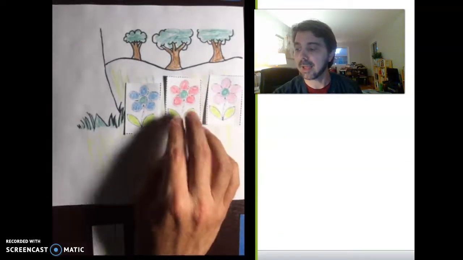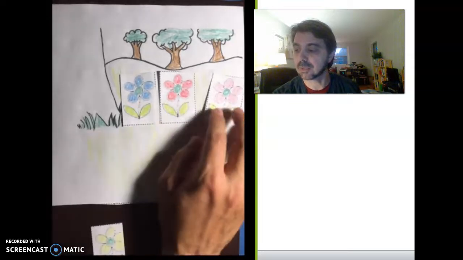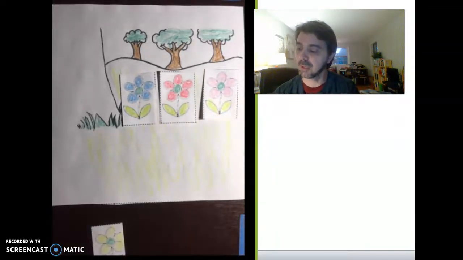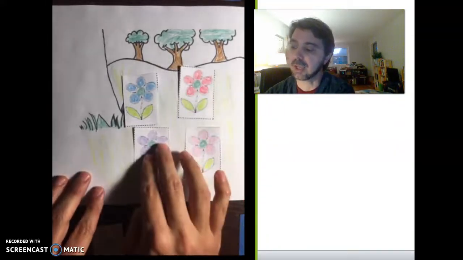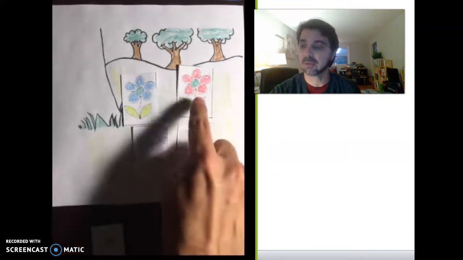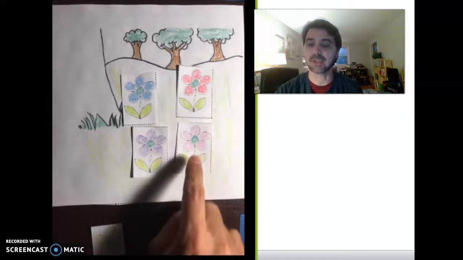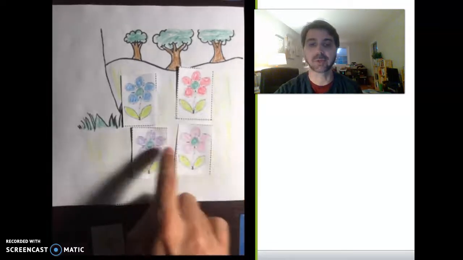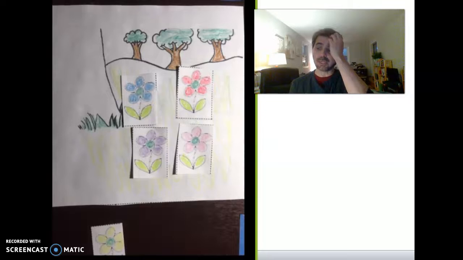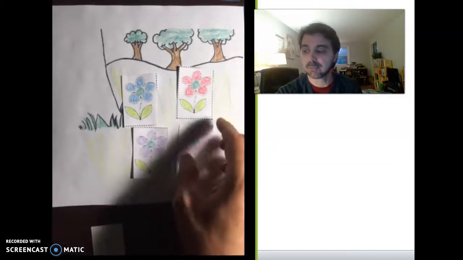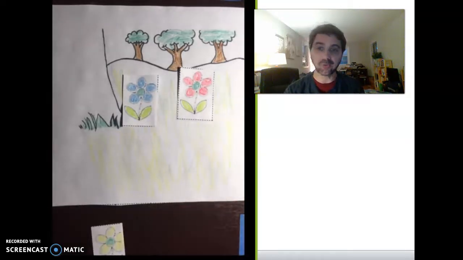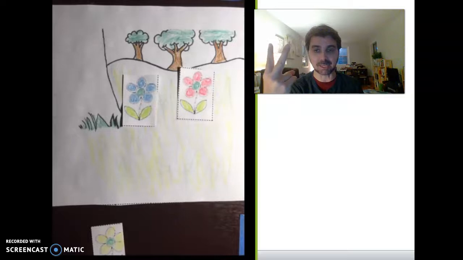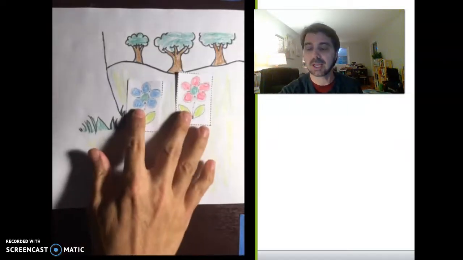Well, let's say that in another garden, let's call this Marissa's garden, she has 4 flowers. She has a blue flower, red flower, purple flower, and a pink flower. So that's 4 flowers. 1, 2, 3, 4. So let's say a rabbit comes along and eats the pink flower again, and the purple flower. So the rabbit ate 2 flowers this time. That rabbit's getting bigger and hungrier. And there are 2 flowers left.